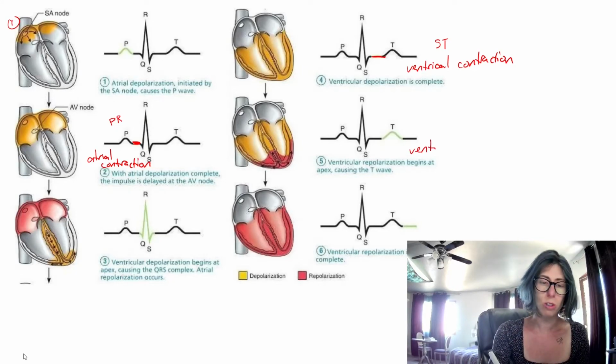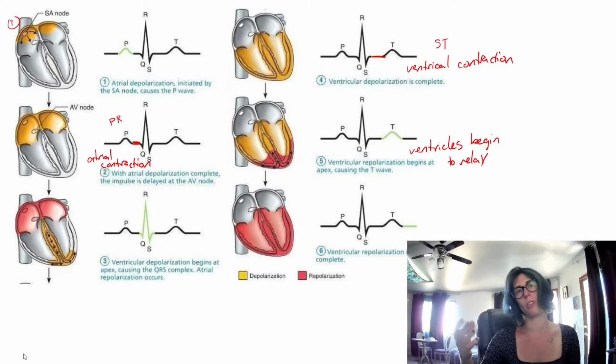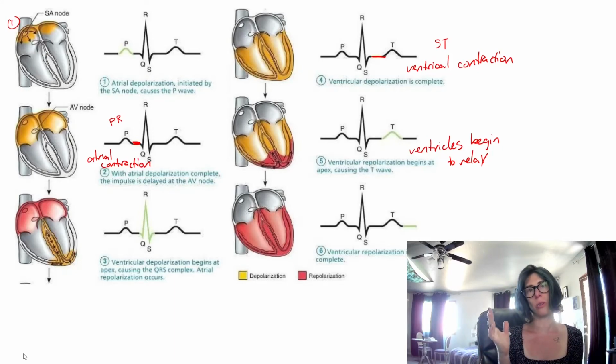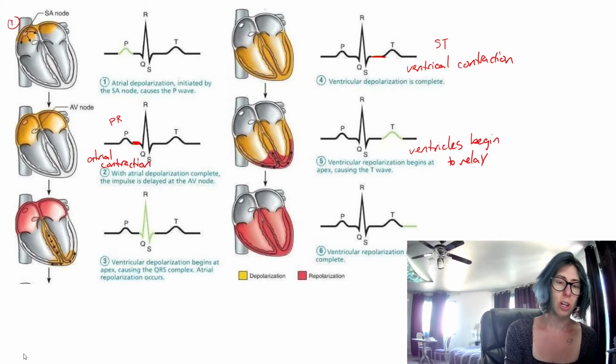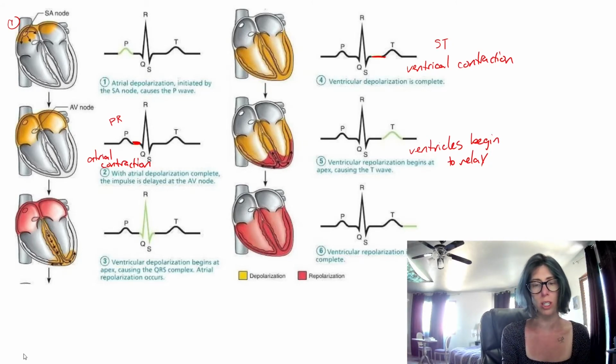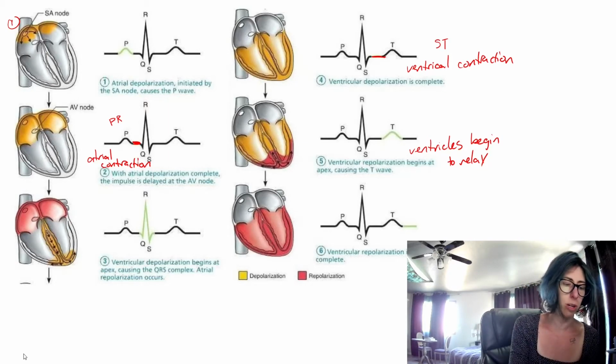So ventricles begin to relax. Because repolarization, when it comes to the muscle cells, the ones that contract, not the pacemaker cells, when they're repolarizing, the calcium is being taken away. And that's going to stop the myosin and actin filaments from moving past each other. So the heart will have to relax at that point. So when you see ventricle repolarization, that's ventricles relaxing. When you see atrial repolarization, like you see in number 3 over here, the atria are beginning to relax.